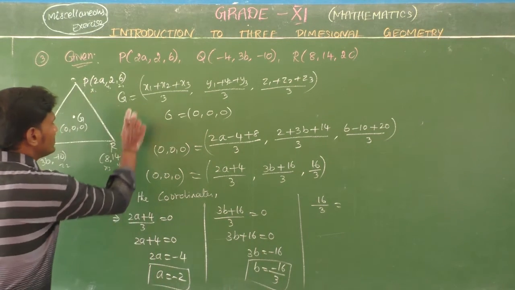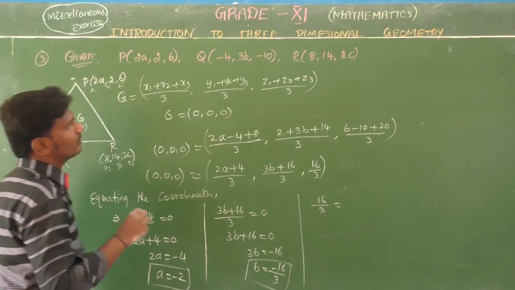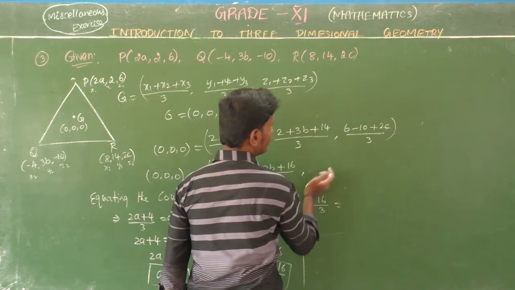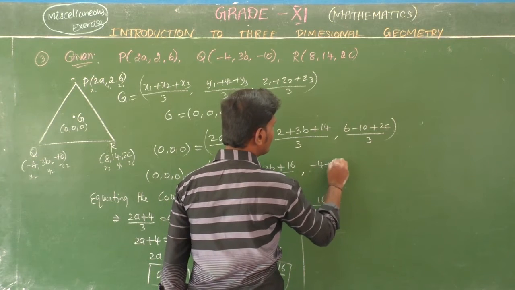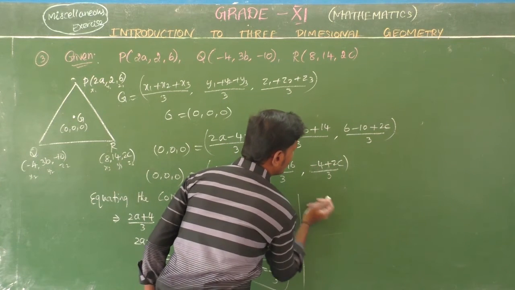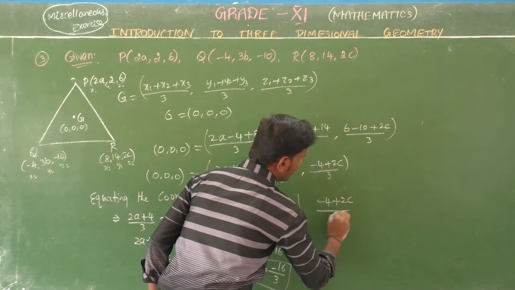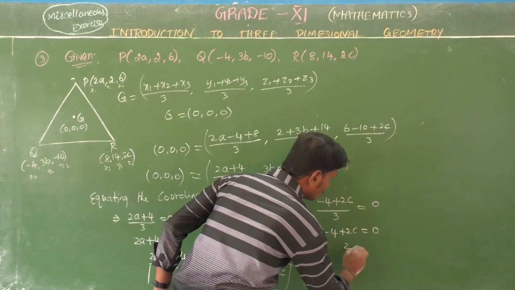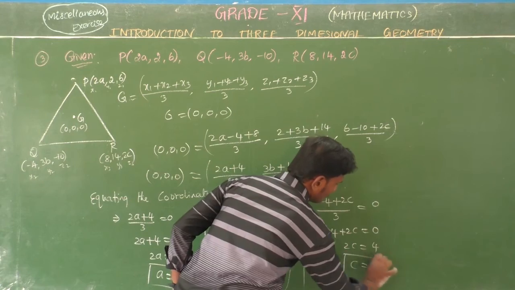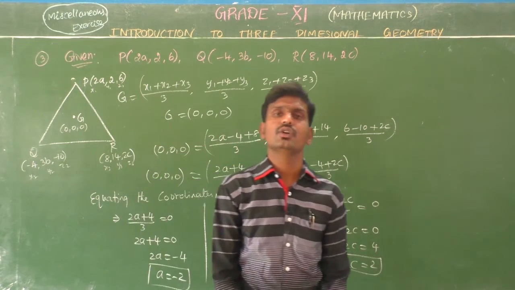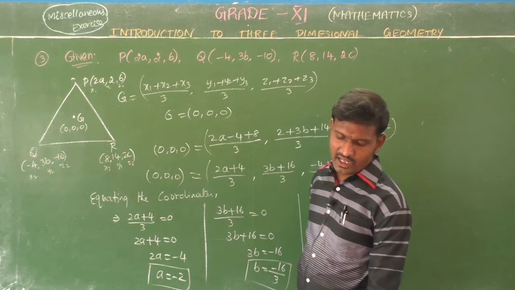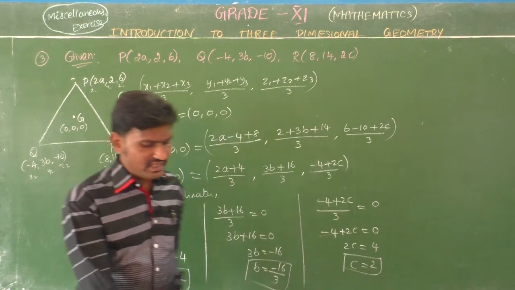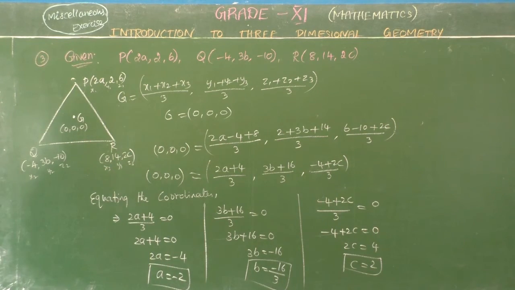Then the z coordinate. Oh, sorry, it is 2c, student, not 20. So 6 minus 10 is minus 4, plus 2c, by 3, which is equal to 0. Minus 4 plus 2c equals 0, so 2c equals 4, c equals 2. The value of c is 2. Now the values of a, b, c: a is minus 2, b is minus 16 by 3, and finally c is 2. So these are the values.